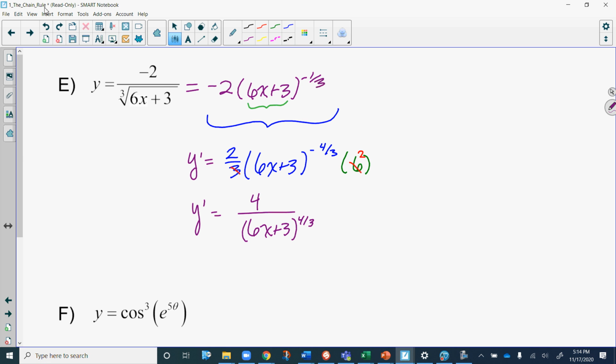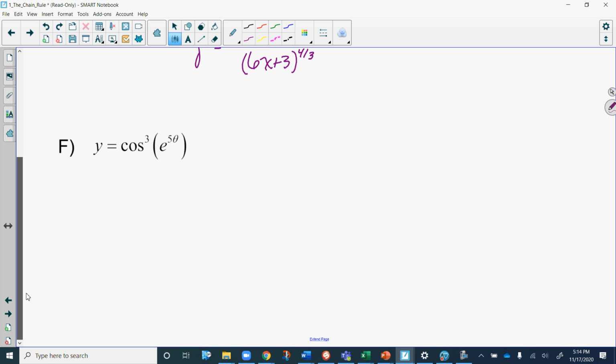Now, the next one, this is where we're going to start introducing the idea of repeated use of the chain rule. Just like what we would see with derivatives in general, you can take more than one derivative of a function. L'Hopital's rule, you can use more than once at a time. You can have repeated uses of those, so we can have repeated uses of the chain rule as well.